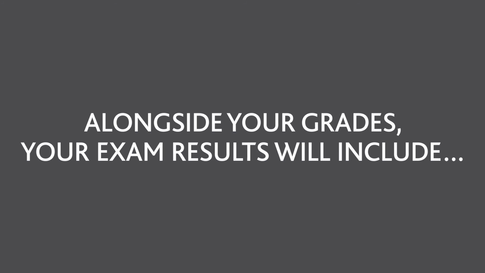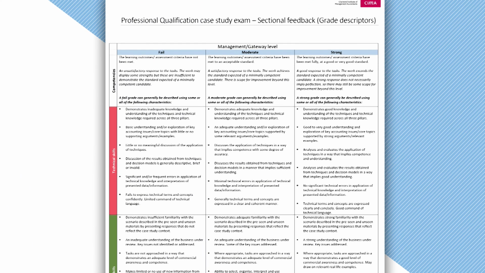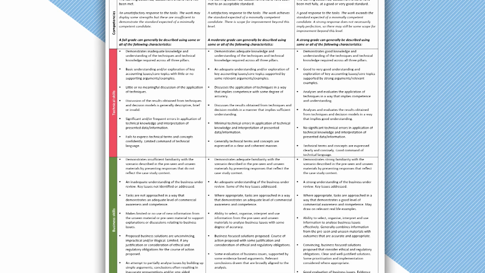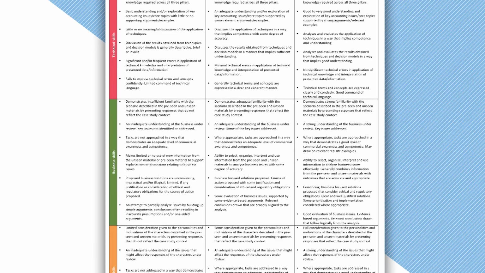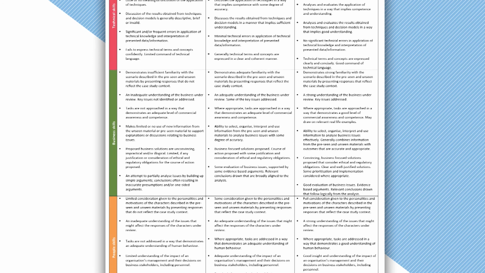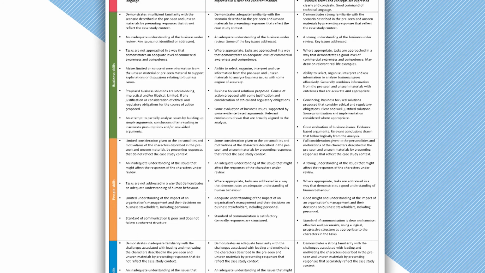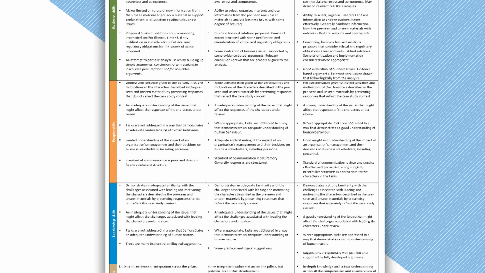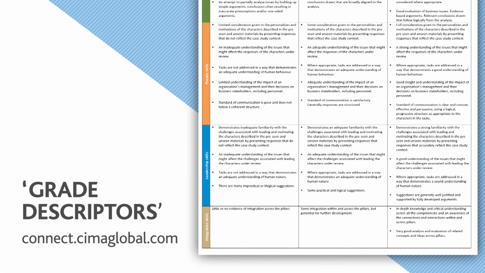Alongside your grades, your exam results will include sectional feedback, which is linked to grade descriptors. Our handy grade descriptors document explains the different expectations within the competency areas across each of the grades you can achieve in the exam. It's useful to keep this in mind, certainly when preparing for the exam, to ensure you are in or near the strong performance areas in your preparation leading up to the exam. To access this document, search Grade Descriptors on CIMA Connect.